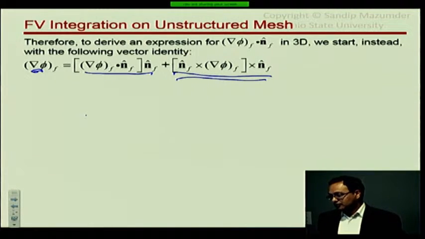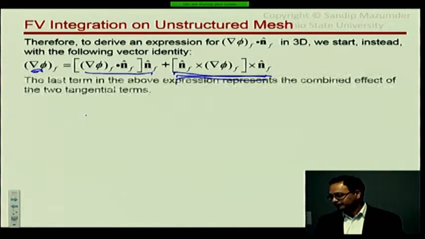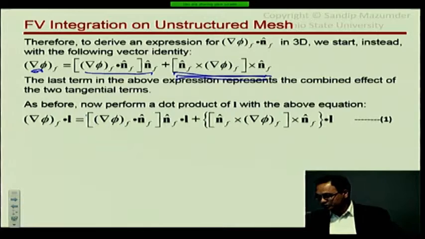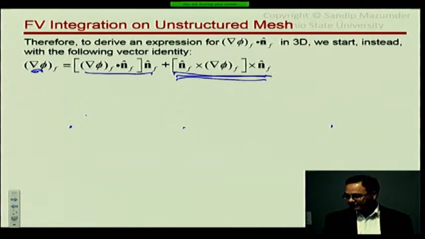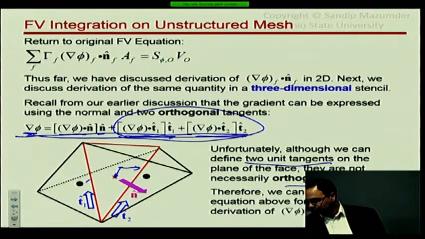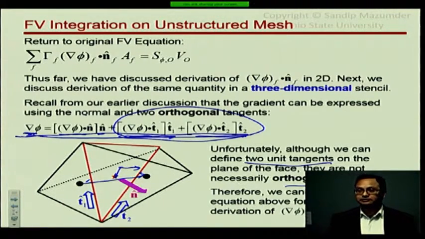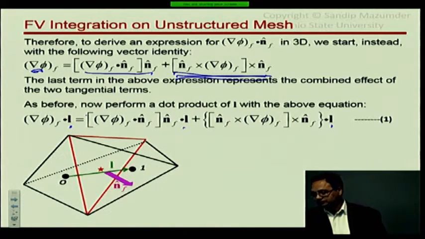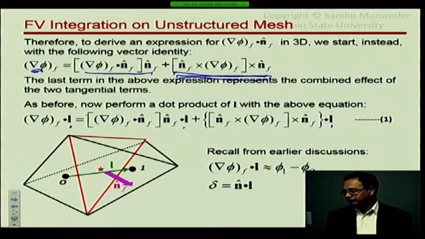So that's our starting point now. This term actually includes the contribution of both tangents, but it's written in terms of the normal. That's the good news. So now what we are going to do is the same thing as we did before. We are going to dot it with that L vector, all three terms. That L vector is, as I said earlier, the vector joining these two guys, the two centroids. So there it is. We've derived this already.